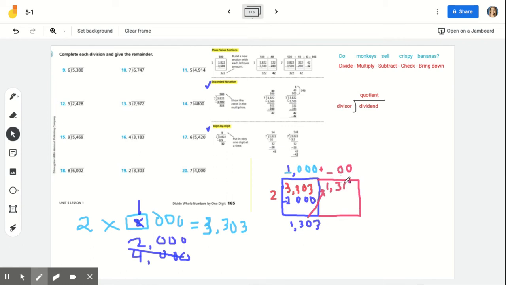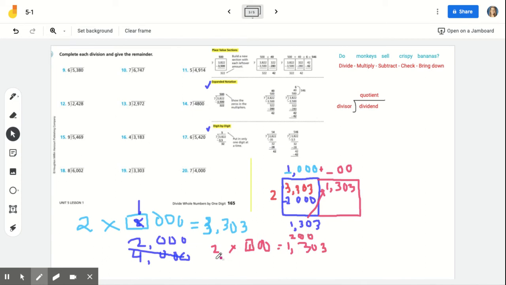1,303 is now what we're working with. And we're thinking to ourselves, 2 times what 100 gets us something close to 1,303 without going over? 2 times 100 is just 200. So if I fill that 1 in, that's 200. That's way too little, so we're going to have to be going way higher up.